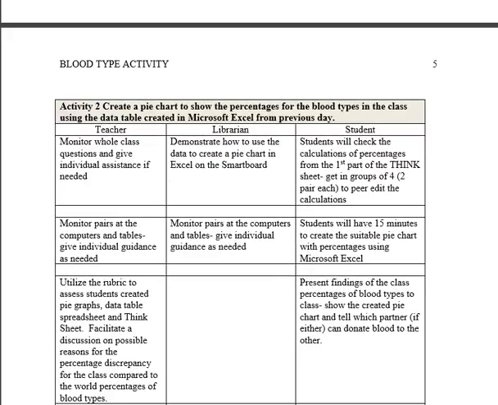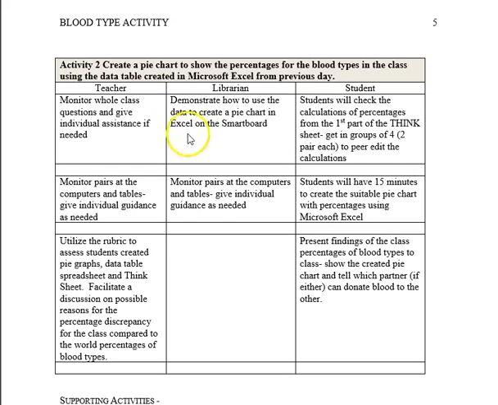Now on the next day, Activity 2, this is when there's going to be the creation of a pie chart to show the percentages for the blood types. This time, at the very beginning, the librarian is the one who is teaching. They're going to model or demonstrate how to use the data to create a pie chart in Excel on the smartboard. At that point in time, the teacher will be monitoring whole class questions, giving individual assistance as needed.